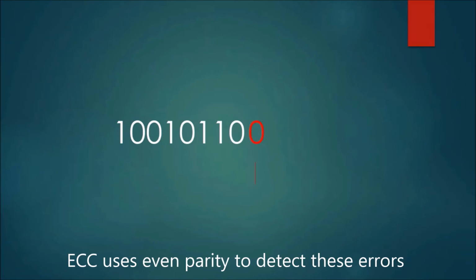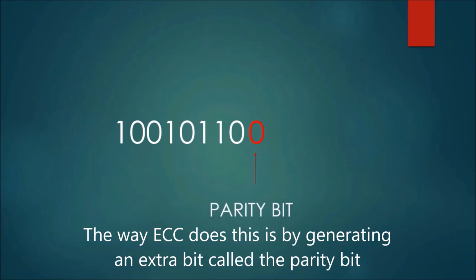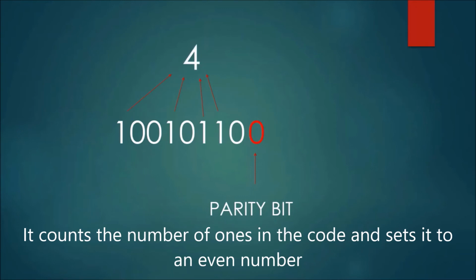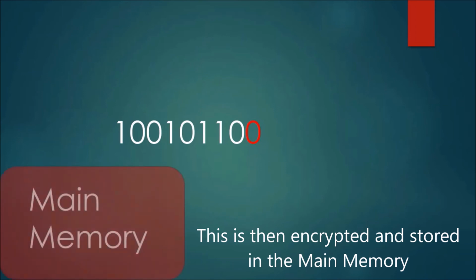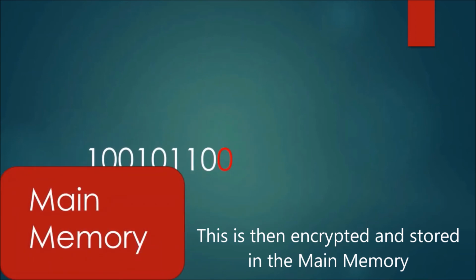ECC memory uses an even parity to detect these errors. The way ECC does this is by generating an extra bit called the parity bit. It counts the number of ones in the binary code and sets it to an even number. This is then encrypted and stored into the main memory.